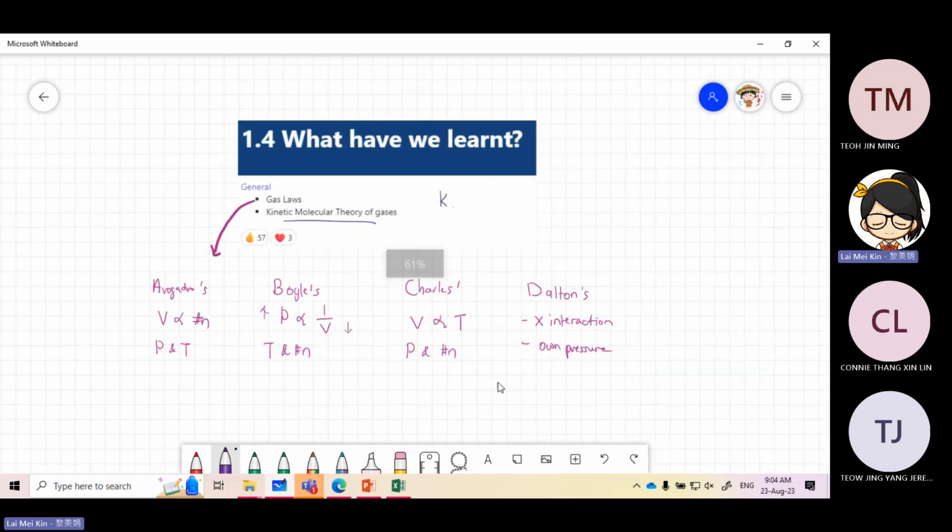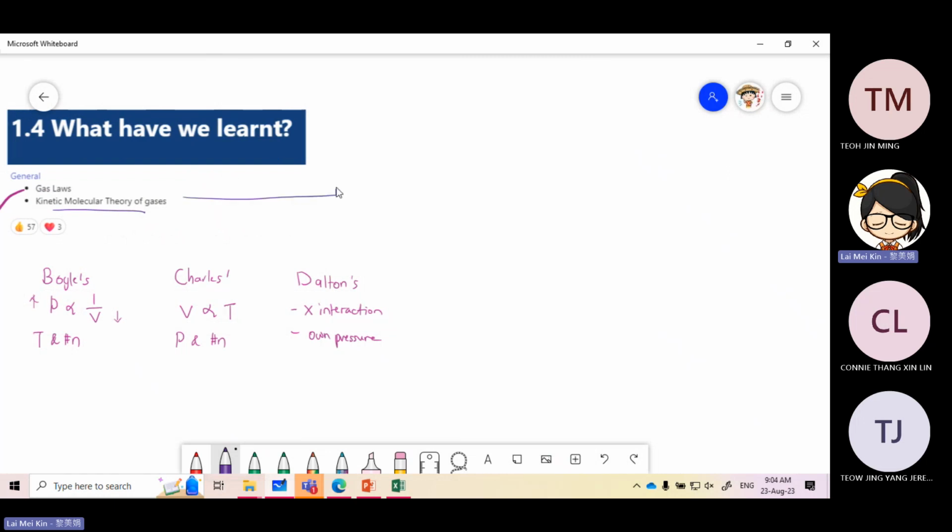Next, kinetic molecular theory of gases. Let me move it here because this one also has a lot of points. We talk about the movement, the kinetic, of the molecules of gases. There are 4 things. This theory says that if my gases are ideal, my gases are perfect, how should they behave? There are 4 behaviors of perfect gases, 4 indicators that my gases are ideal gases. What are the 4?